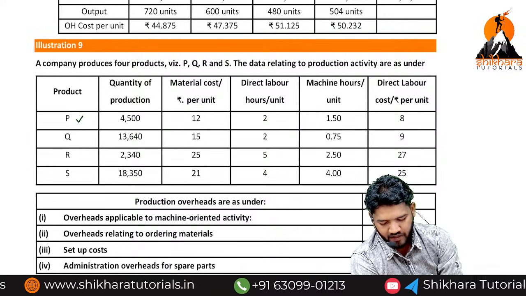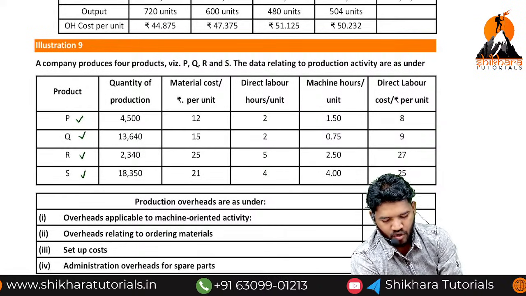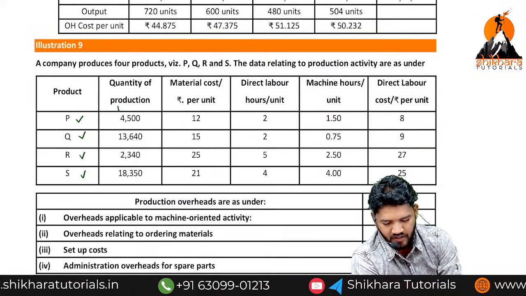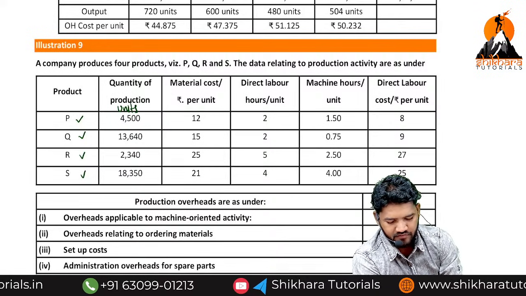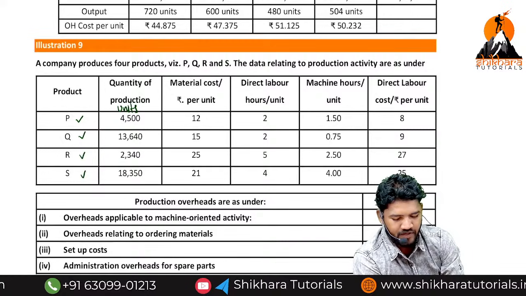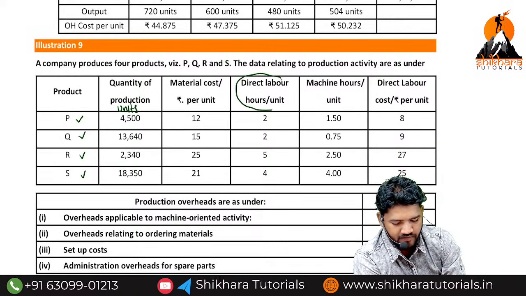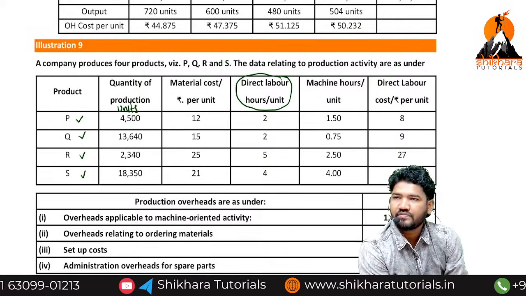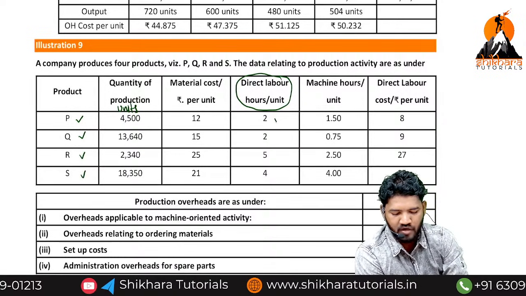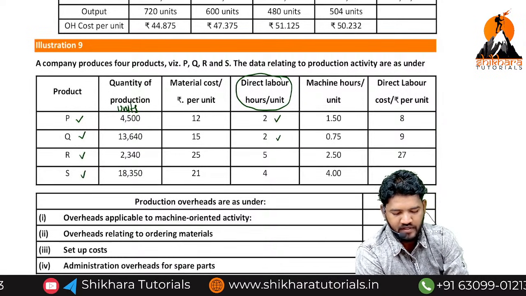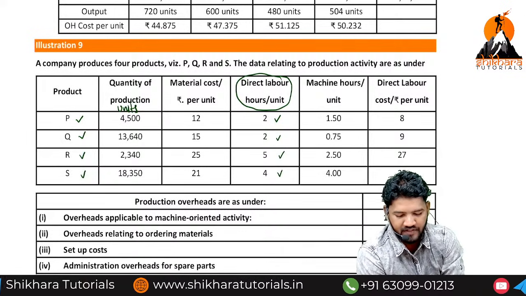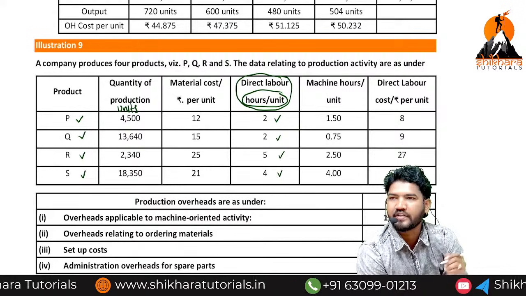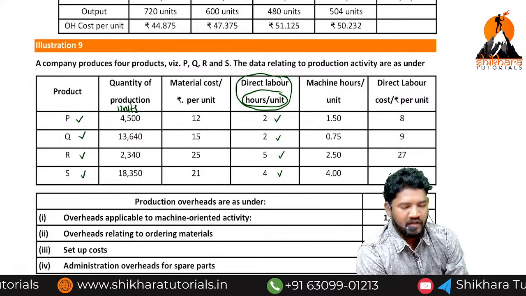So product P, Q, R, S, quantity of production. Can I name it units? Okay. Material cost per unit. Direct labor hours per unit. This is not rupees. Usage: for 1 unit they are using 2 hours of P, 2 hours of Q, 5 hours of R, 4 hours of S. That is the meaning of hours per unit. Are you okay now? Then fine.